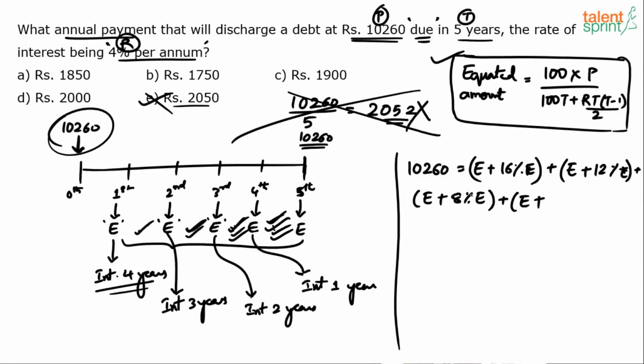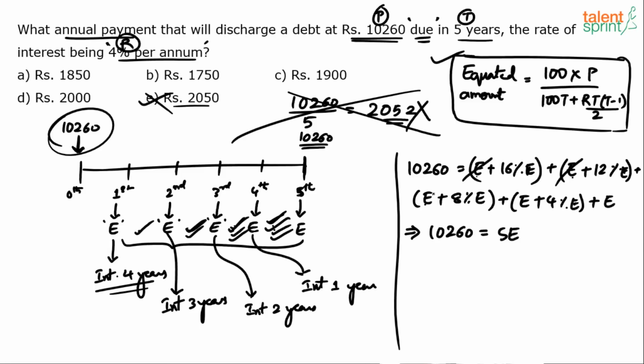It will get interest for how many years? Only 1 year, right? Fourth installment will get interest only for 1 year. How much is that? 4%. In 1 year, I will get only 4% of E. And the fifth installment is just E. I will not get any interest here. So 10,260 is equal to this. E plus E plus E plus E plus E, 5E. So 10,260 is equal to 5E.